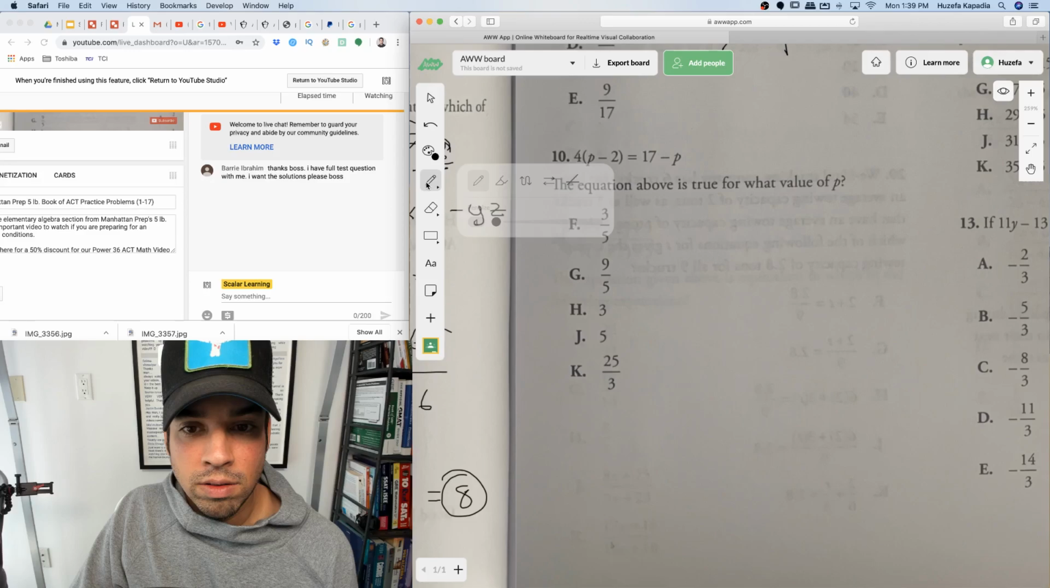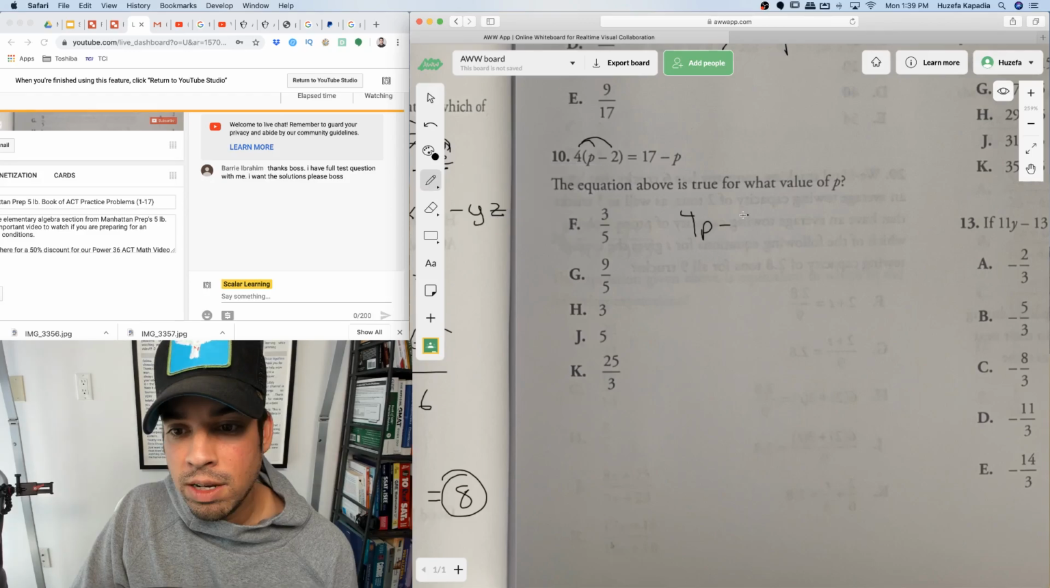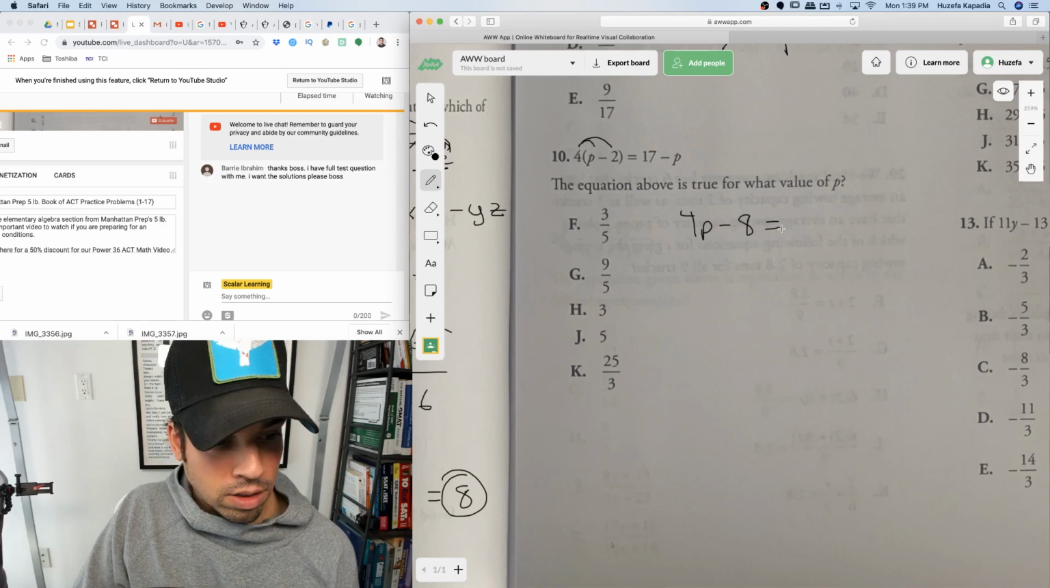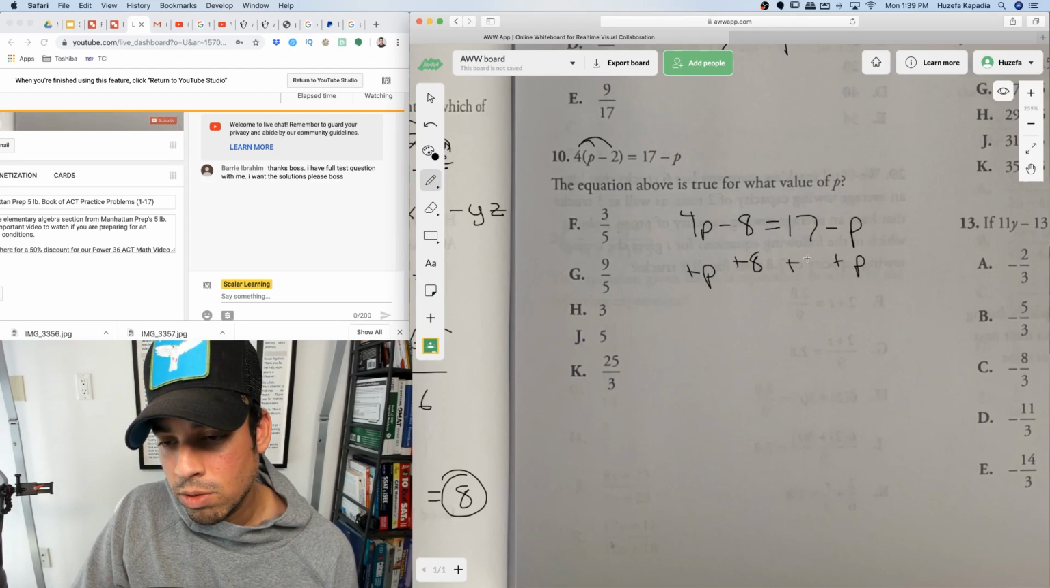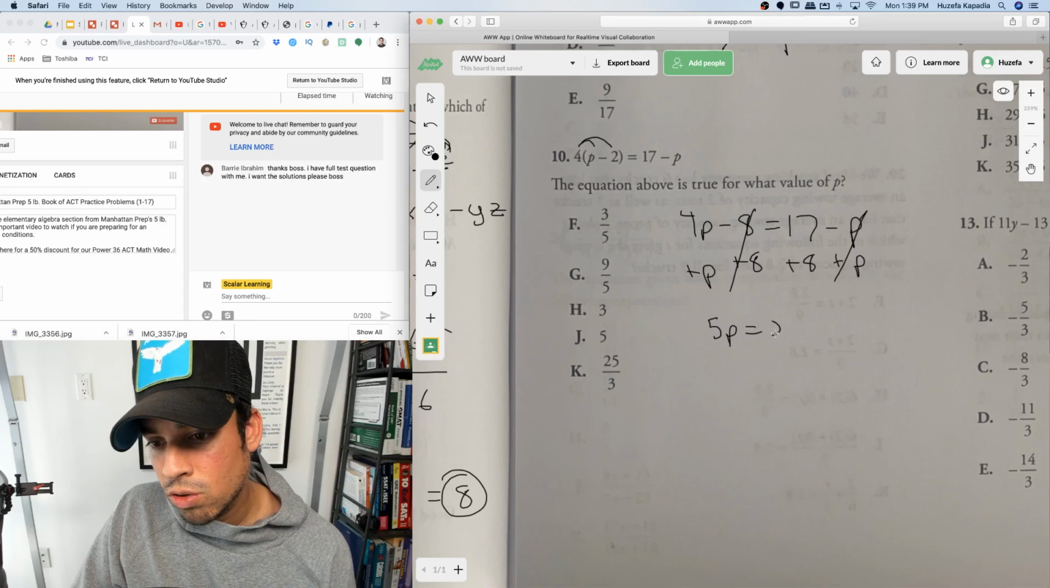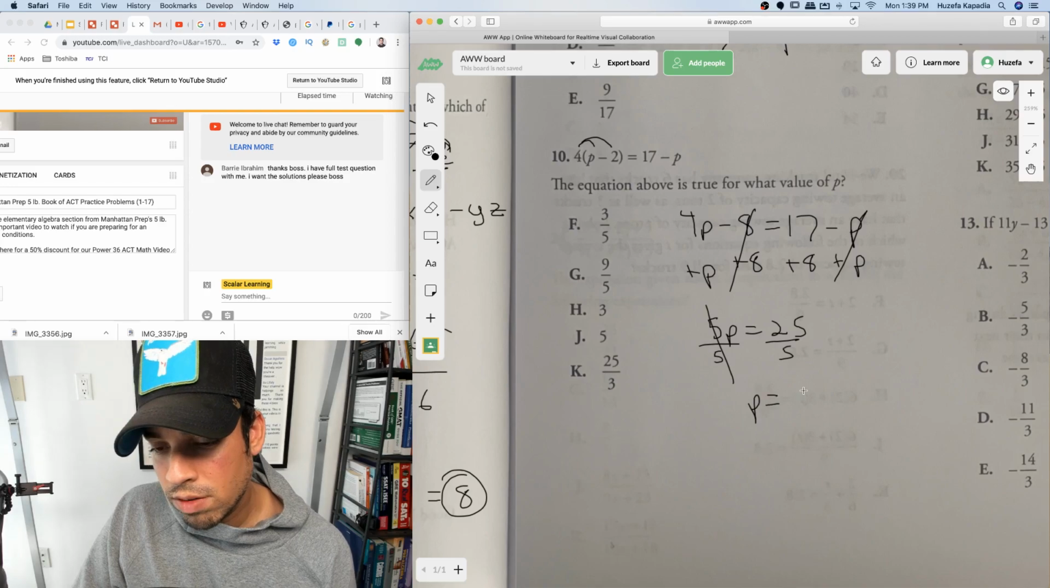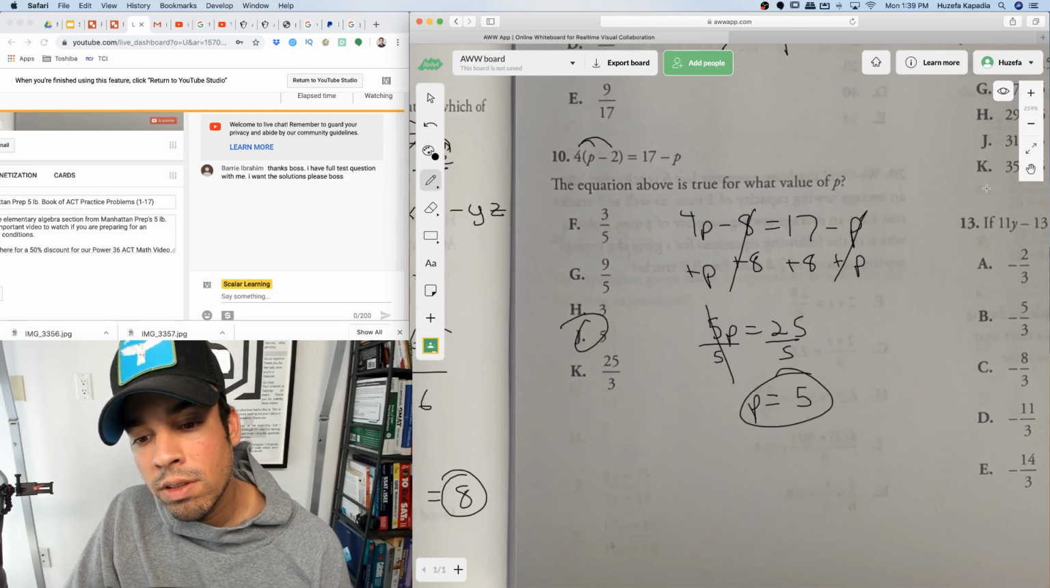Next, distribute the 4. Boom, boom. 4p minus 8 equals 17 minus p. Let's add p to both sides. Simultaneously, I'm going to add 8 to both sides. Sometimes I like to do it in one step. Save room. 4p plus p equals 5p equals 17 plus 8 is 25. Divide both sides by 5. 25 divided by 5 is 5. Oops.